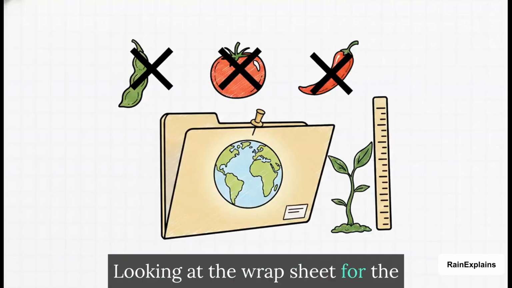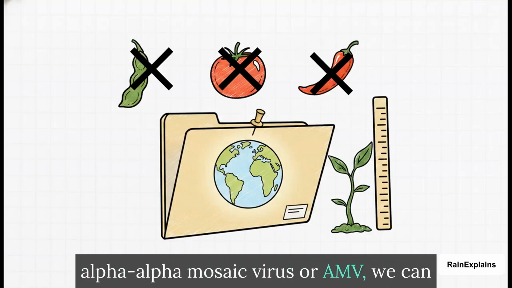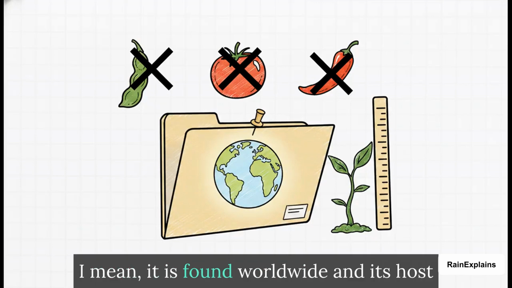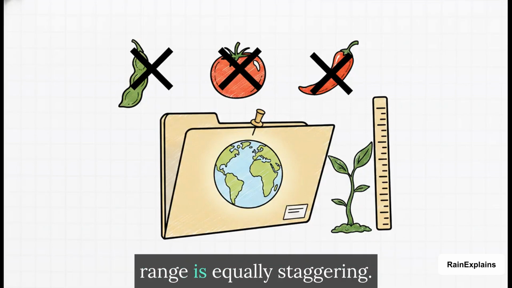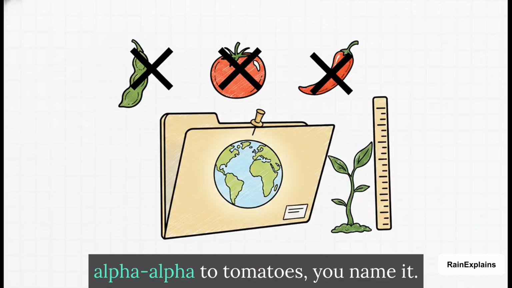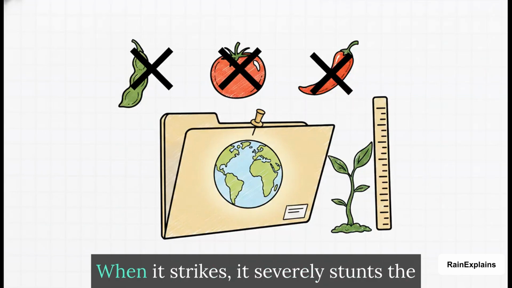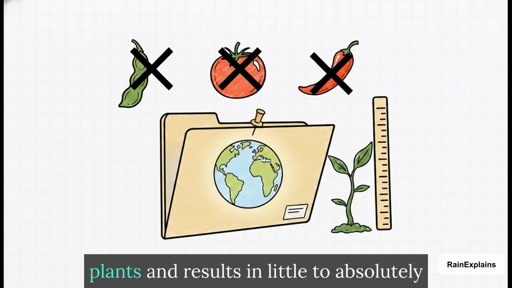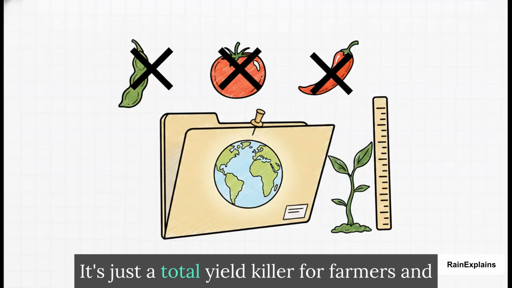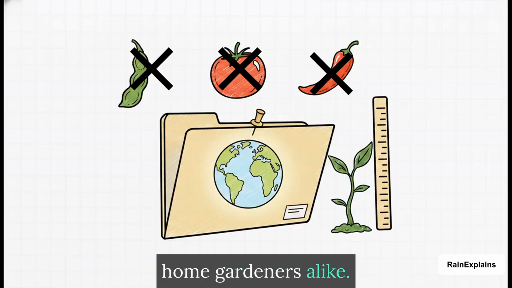Looking at the rap sheet for the Alfalfa Mosaic virus, or AMV, we can see it has a massive geographical footprint. I mean, it is found worldwide, and its host range is equally staggering. It hits chili, soybeans, legumes, alfalfa, tomatoes, you name it. When it strikes, it severely stunts the plants and results in little to absolutely no fruit production. It's just a total yield killer for farmers and home gardeners alike.